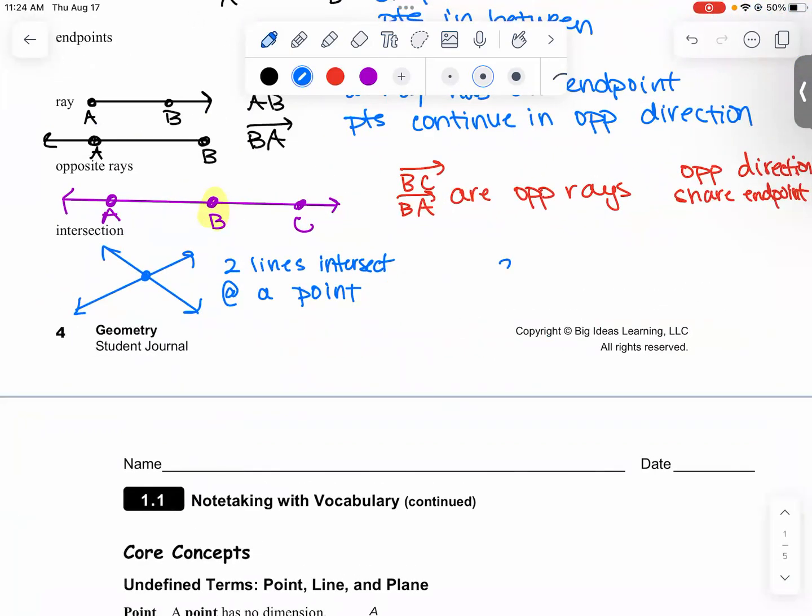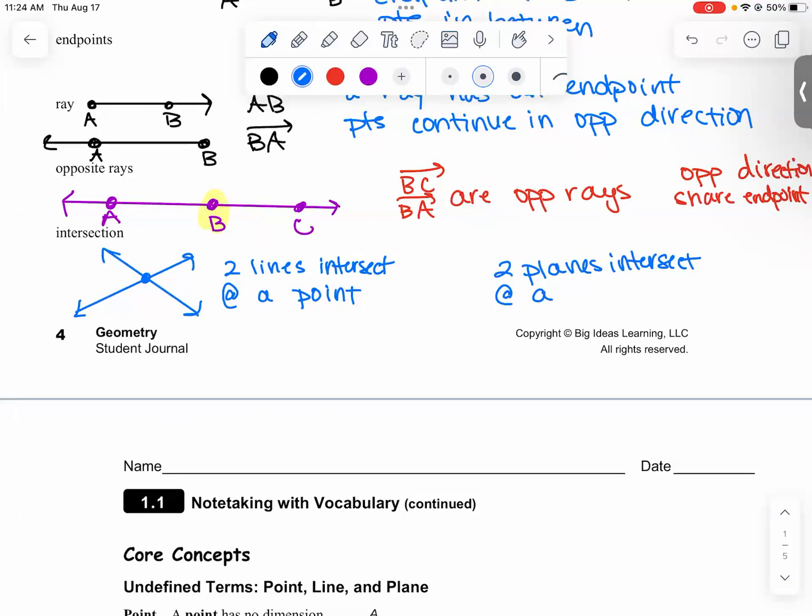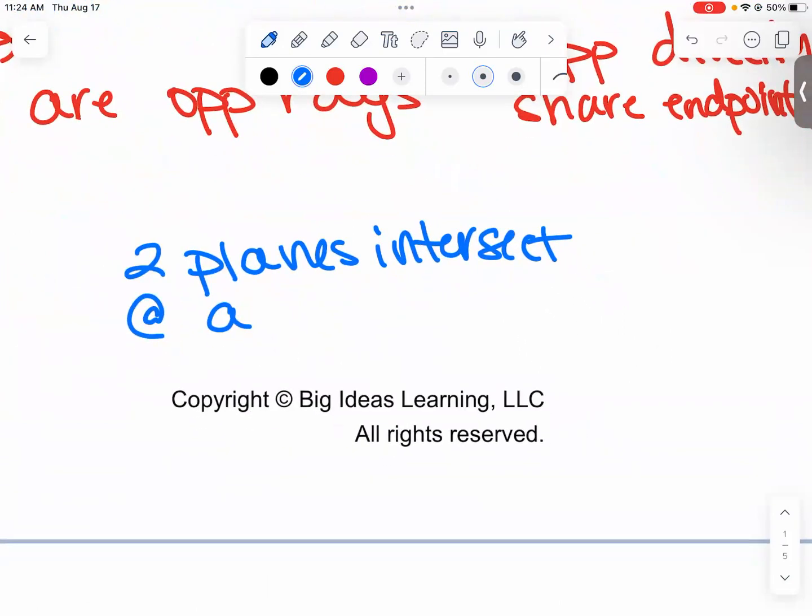What about the intersection of two planes? What is their intersection going to look like? Are two planes going to intersect at a point? The answer is no. They intersect at a line.